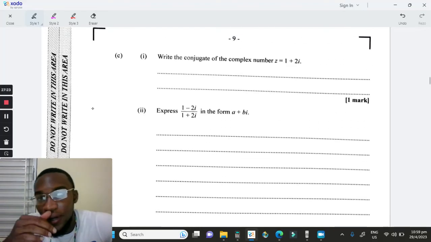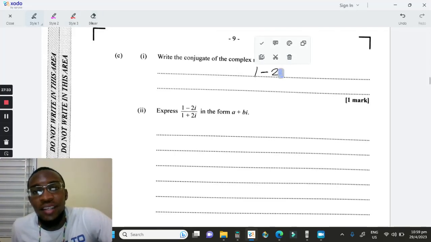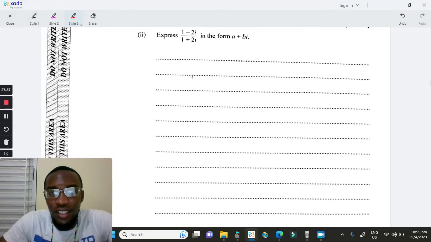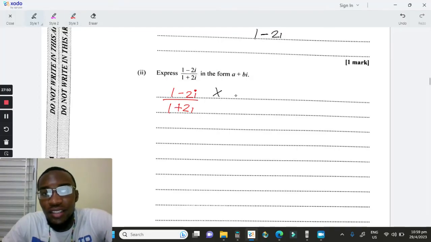This part now, it says, write the conjugate of the complex number 1 plus 2i. So the conjugate is change a plus to minus. So it is 1 minus 2i. Easy. Now, this part says express this complex number in the form a plus bi. So we have 1 minus 2i over 1 plus 2i. And remember, you then multiply it by the conjugate. And the conjugate is 1 minus 2i over 1 minus 2i.